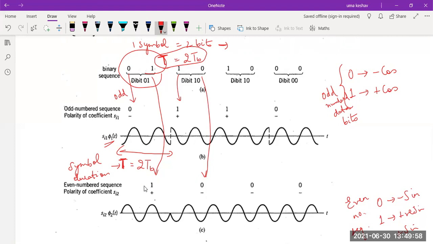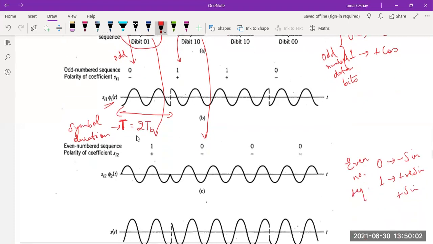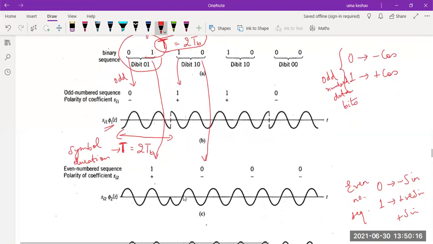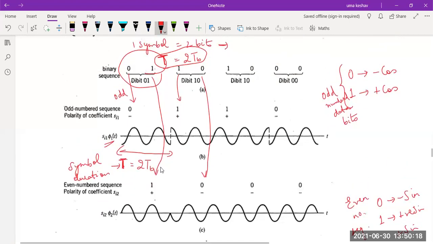Now here we have, once we have split it into odd and even, we are going to represent each of these split up bits. The odd bit will be represented for one symbol duration, and the even bit will also be represented for one symbol duration. Okay. So you can see here bit 0 is the odd bit. Bit 0 will be represented with a negative cosine.